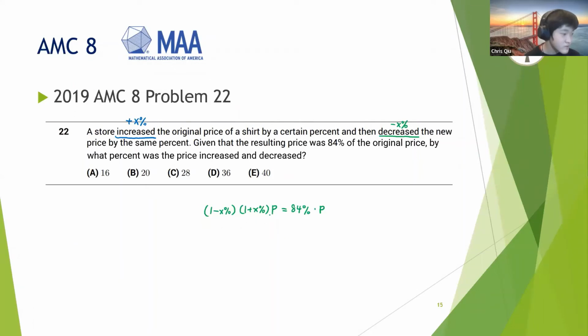So we can see that we can cancel out P because it shows up on both sides. And also, we can rewrite the left-hand side as a difference of squares. So 1 minus (X%) squared is equal to 84%. And by percent, I mean X over 100 would be X%, and 84 over 100 would represent 84%. So for 1, we can write this as 100%.